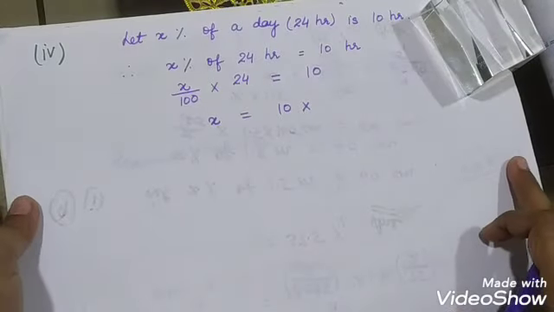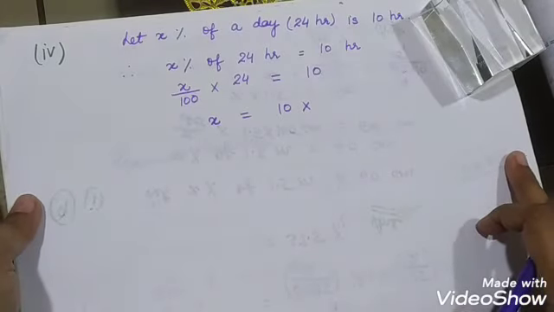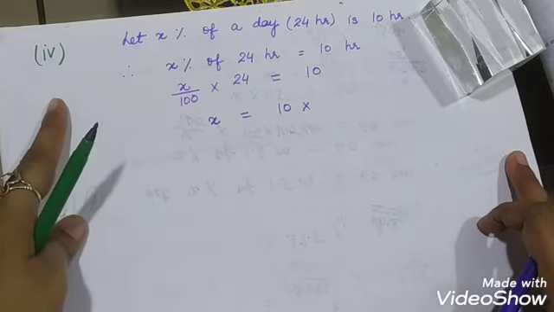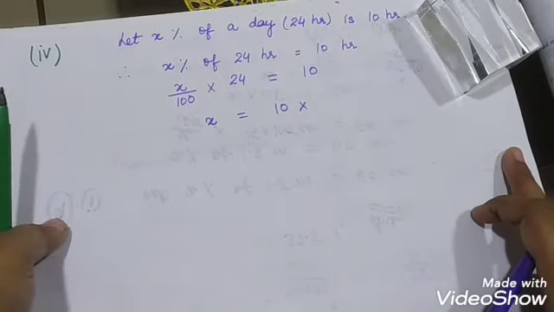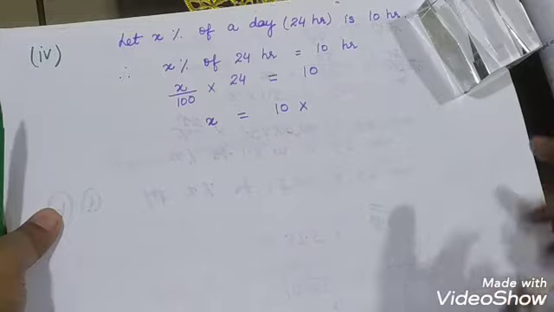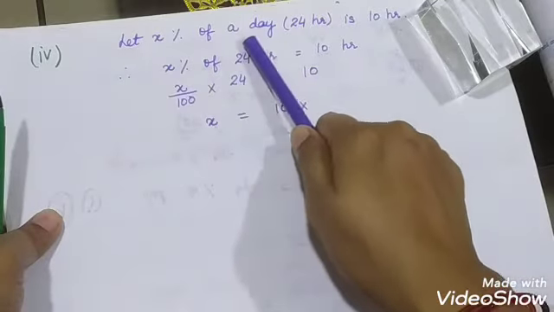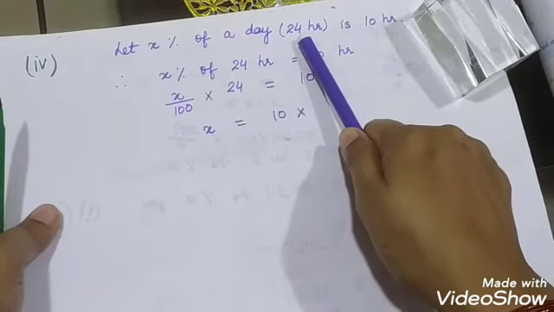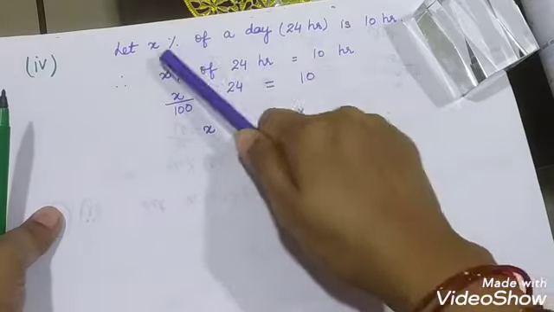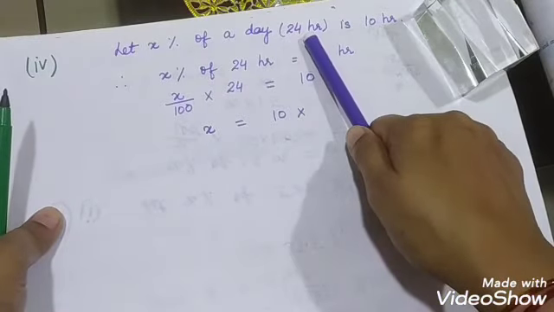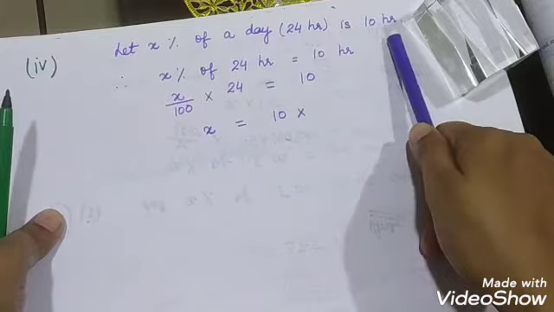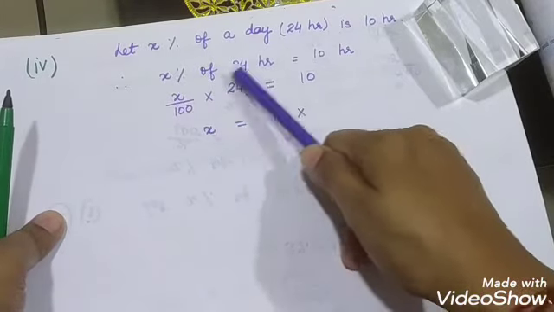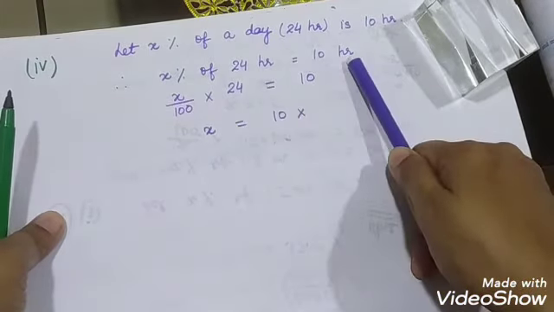Next question is, part 4: what percent of a day is 10 hours? So we suppose, let x percent of a day. A day is having how many hours? 24 hours. Means x percent of a day, that is 24 hours, is 10 hours. So we have written x percent of 24 hours is equal to 10 hours.